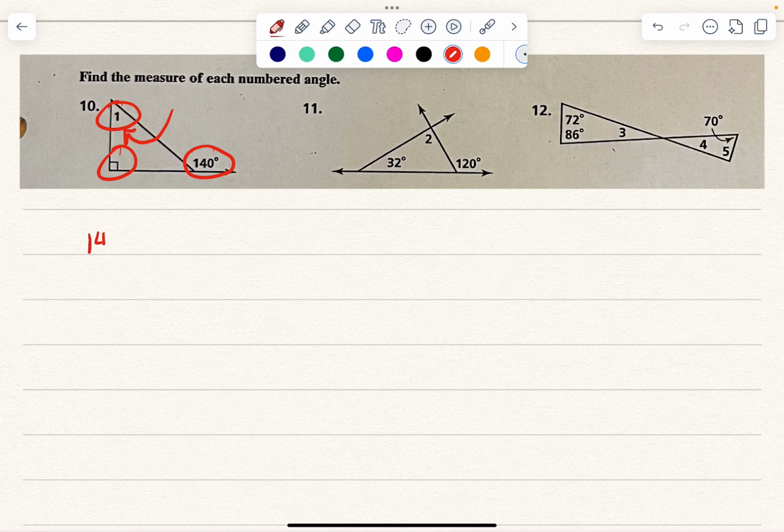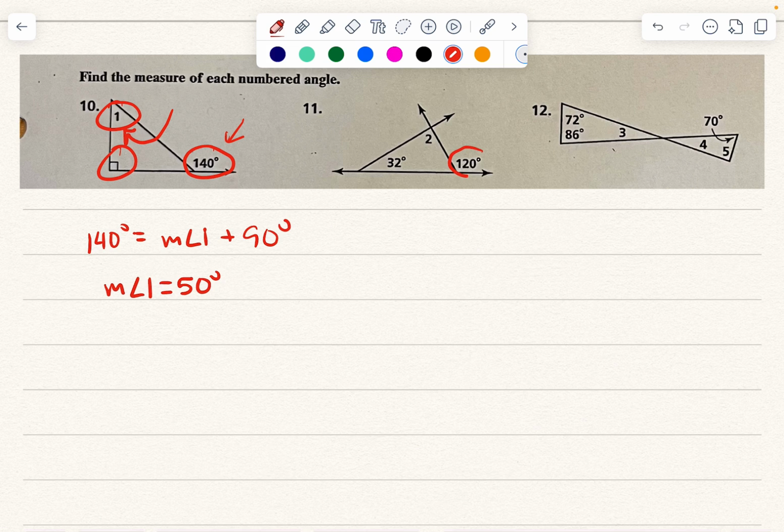Well, we know that 140 must equal the measure of angle 1 plus that 90 degrees. We know that this exterior angle is equal to the sum of the 2 remote interior angles. So we subtract 90 from both sides and we get the measure of angle 1 must be 50 degrees. Next, this one is an exterior angle, and these would be the 2 remote interior angles. So again, I would know that 120 is equal to the sum of 32 plus the measure of angle 2. So if I subtract 32 from both sides, I get the measure of angle 2 must be 88 degrees.